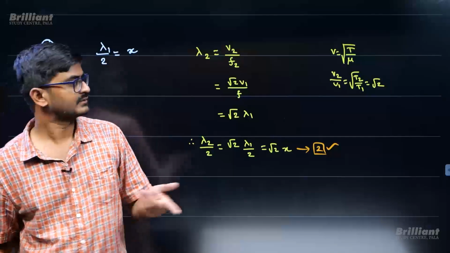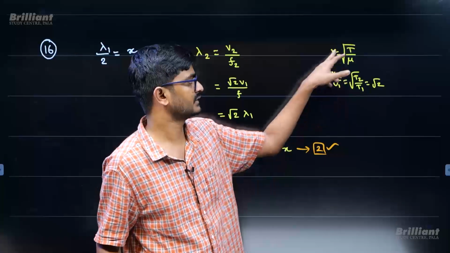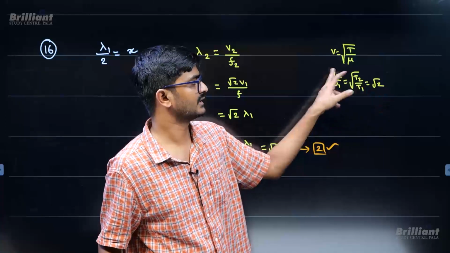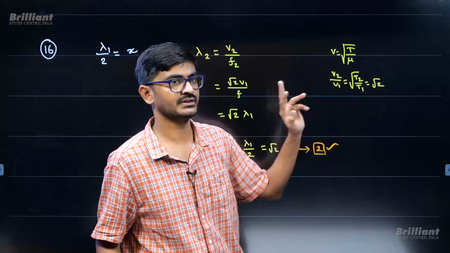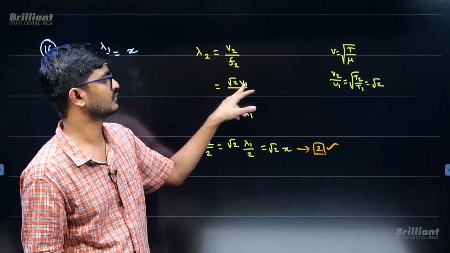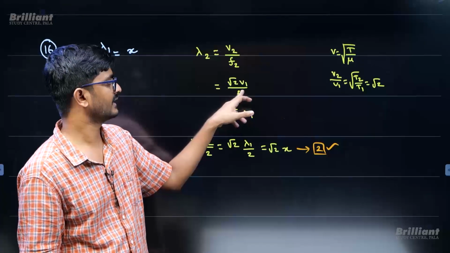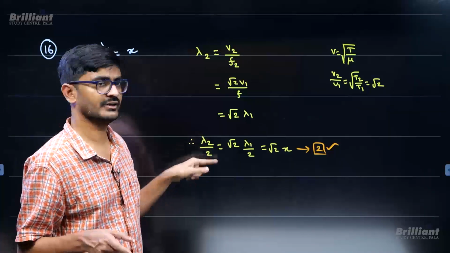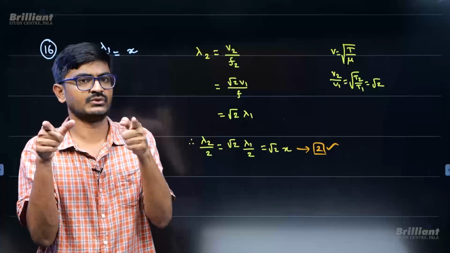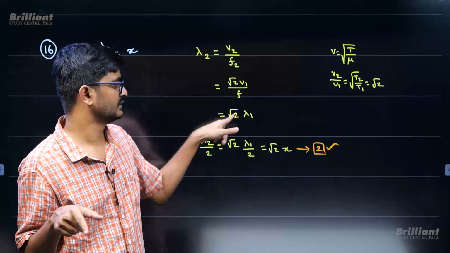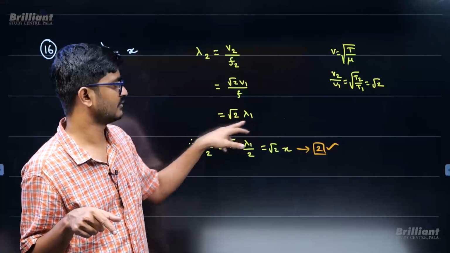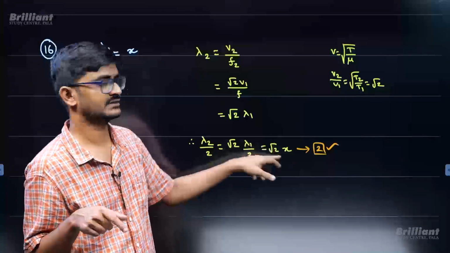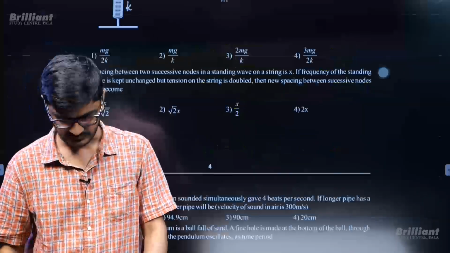Tension is doubled. So when the tension doubles, what will happen to the velocity? v2 by v1 will be root of T2 by T1. Tension is becoming double, so final velocity will become root 2 times of initial velocity. But v1 by f is old lambda. They are asking what is lambda 2 by 2, that is the distance between two consecutive nodes. Lambda 2 by 2 is this by 2. This lambda 1 by 2 is x given, so answer will be root 2 x.